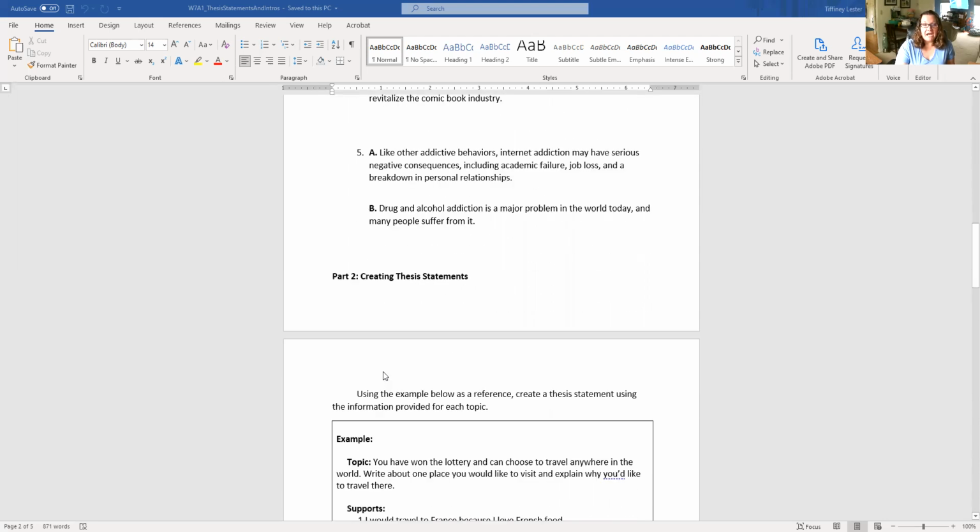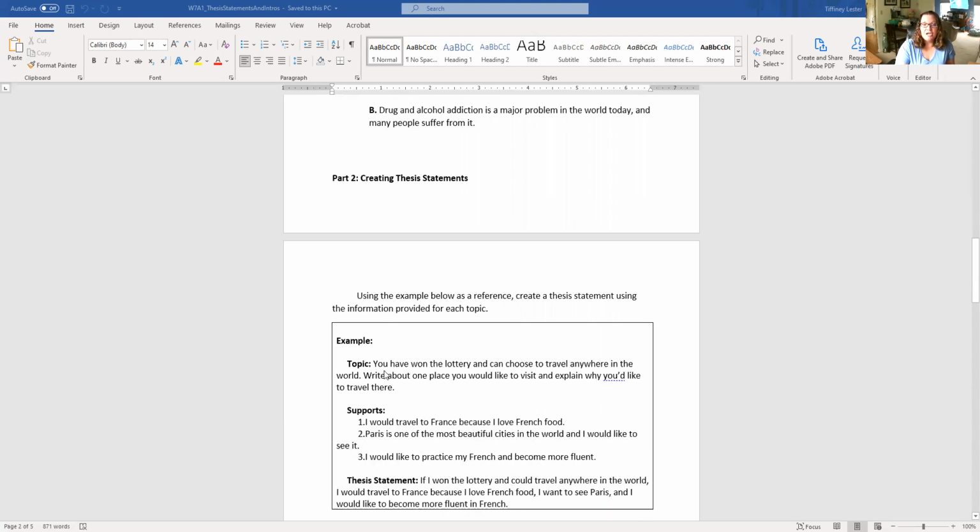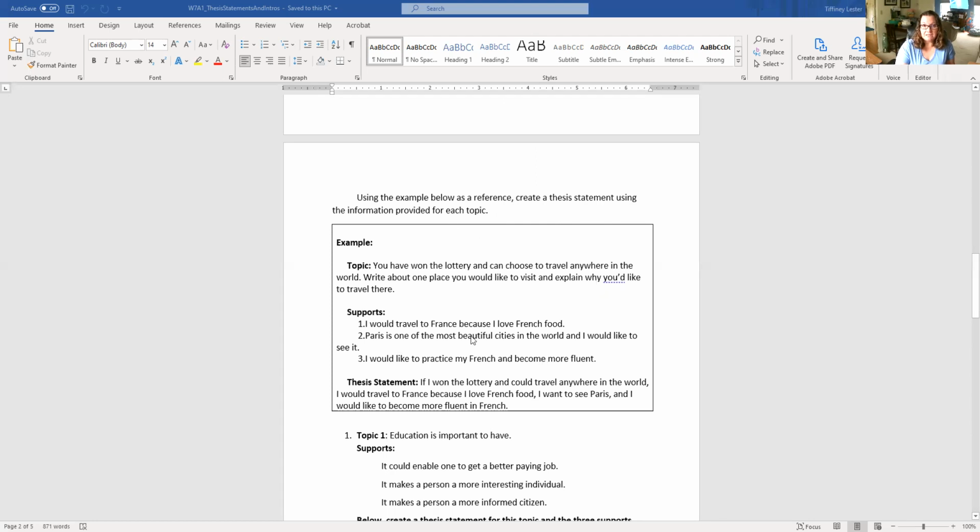Part 2 is actually going to have you practice creating thesis statements. And you have an example here in this box. Pay attention to the example. What you're going to be given is a topic and 3 supporting sentences. Your job is to somehow take the topic or the idea in the topic and the main ideas from each of the 3 supporting sentences and combine them in some way to create a focused thesis statement.